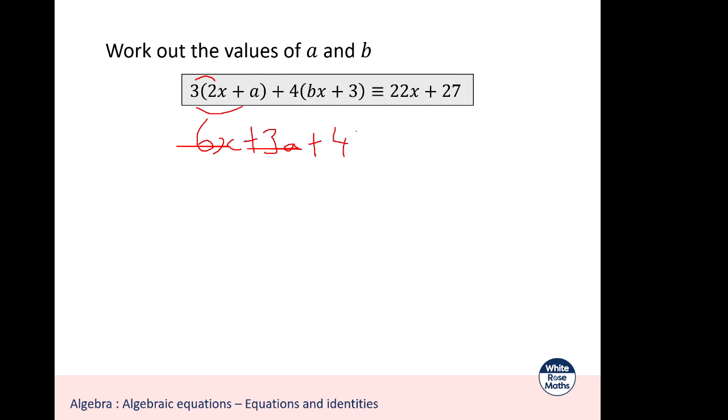So what those three lines are saying is that this expression on the left-hand side is identical, i.e. the same as the expression on the right-hand side.